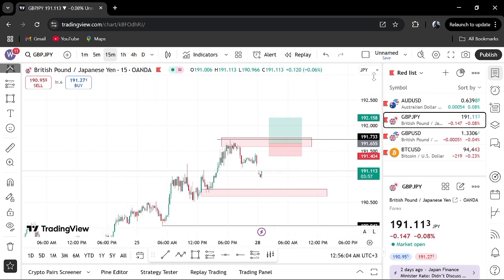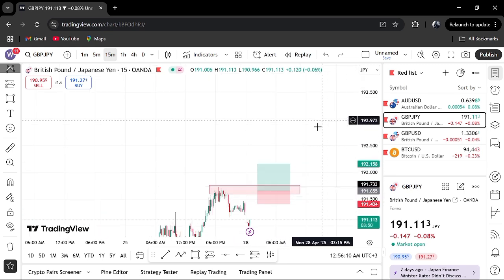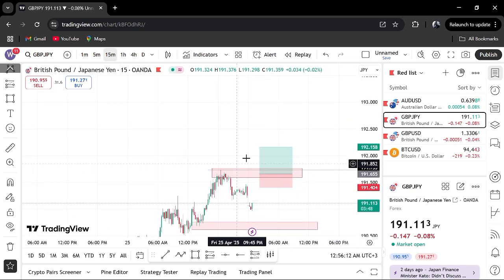Yeah, it's a little bit far from our level here. It's going to take time before reaching there. But if price moves on well tomorrow, this is what we are going to look for. We are done with GBP/JPY. Now we go to Great British Pound versus the US dollar.